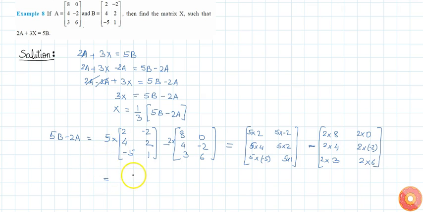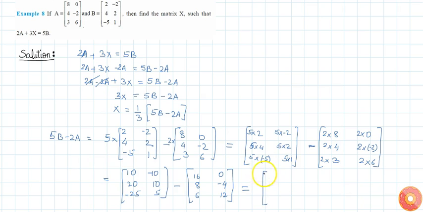This will be 10, minus 10, 20, 10, minus 25, and 5, minus 16, 0, 8, minus 4, 6, and 12. Subtracting two matrices is same as subtracting each element by element.